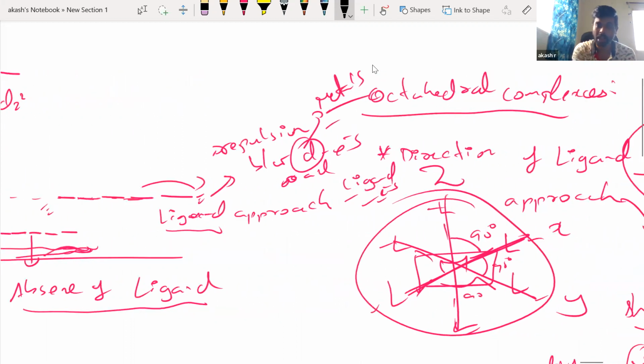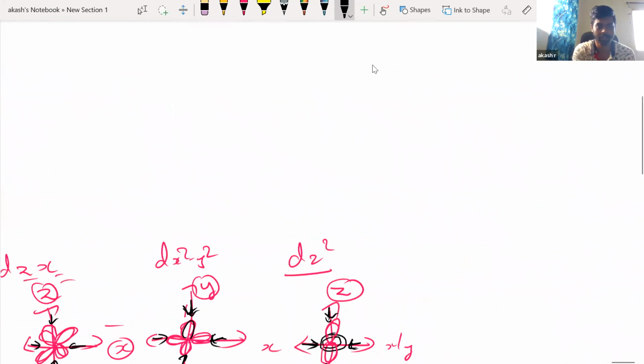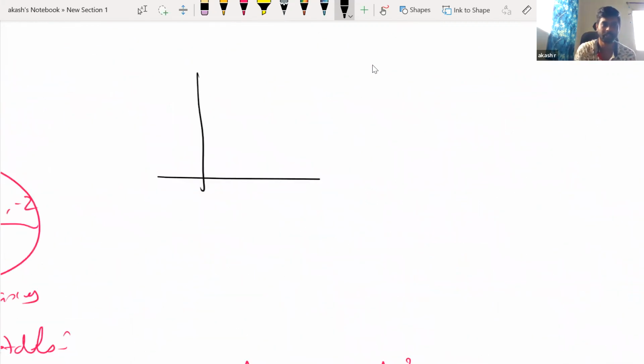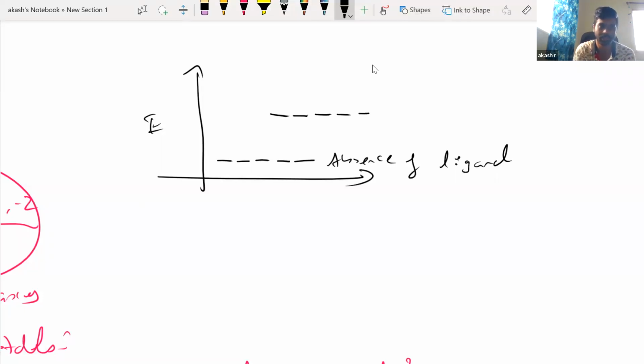Now let's see how the energy diagram will look. This is your energy axis. This is the absence of ligand, with the five d orbitals. When the ligand is approaching, all the d orbitals increase in their energy. This is when the ligand approach is there. Now, when the ligand has completely approached, two of the orbitals are going to have very high energy. Let me write it somewhere else. This is your ligand approach.